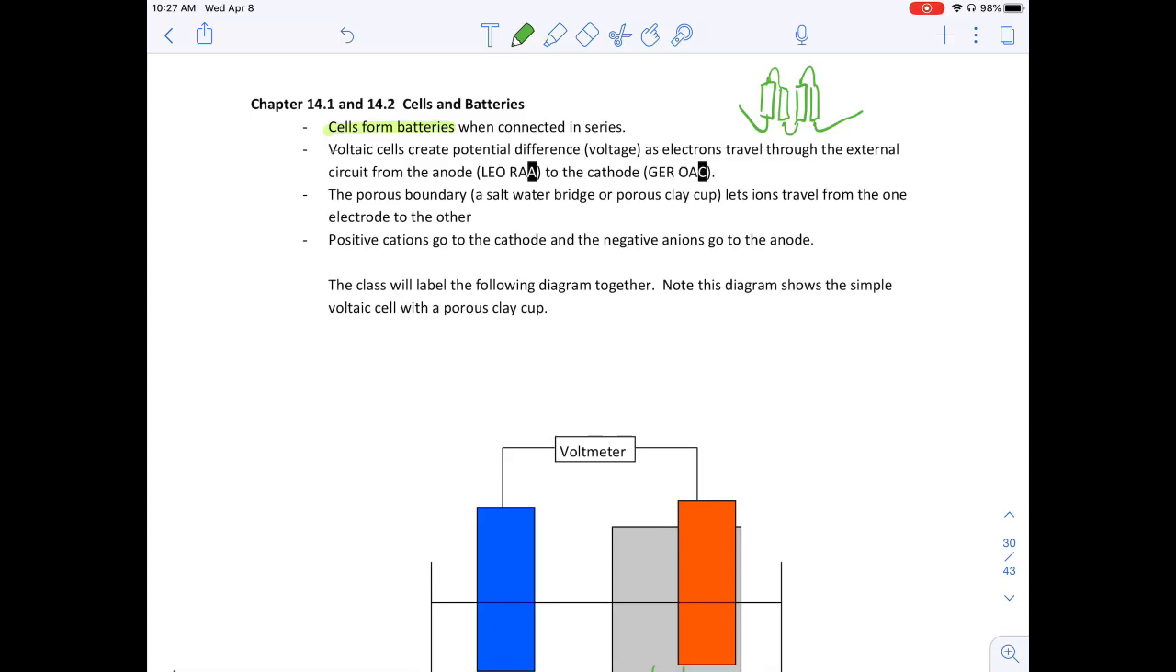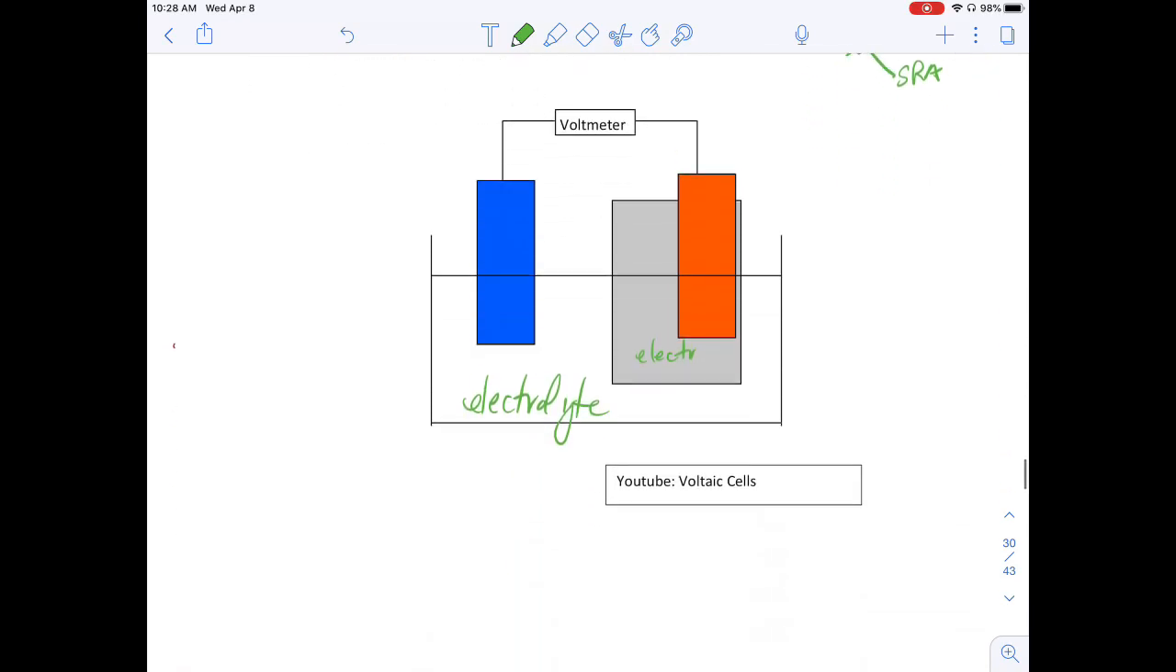Voltaic cells create potential difference, and that is known as voltage. So you're going to get a spontaneous reaction where your strongest oxidizing agent is above your strongest reducing agent. This is a spontaneous reaction, and it's going to give you positive voltage. So that's for any voltaic cell.